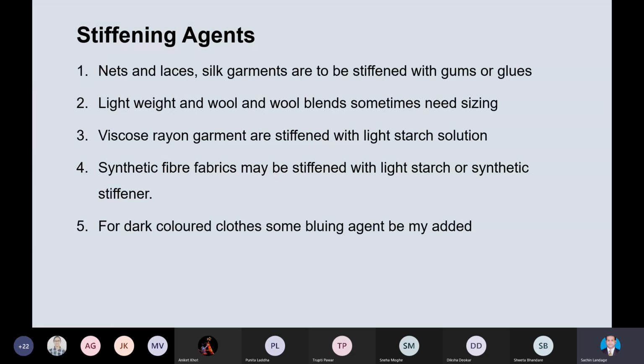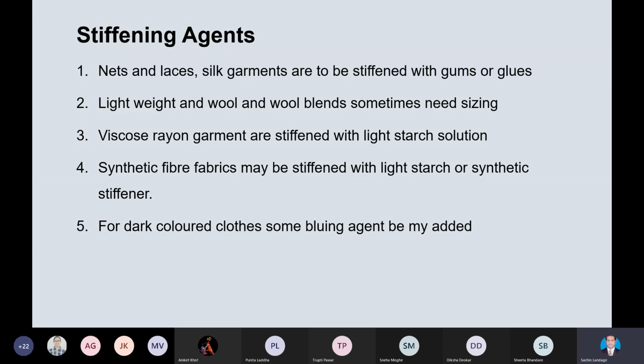Okay, so this is regarding how to carry out the application of the stiffening agent. Now there are a few tips, or you can say precautions, which are useful for us when you are applying the stiffening agent. Next, let's say silk garments are to be stiffened with the gums or the glues.